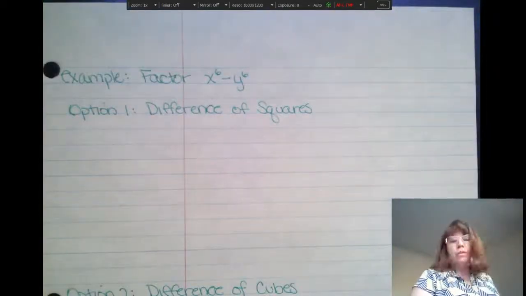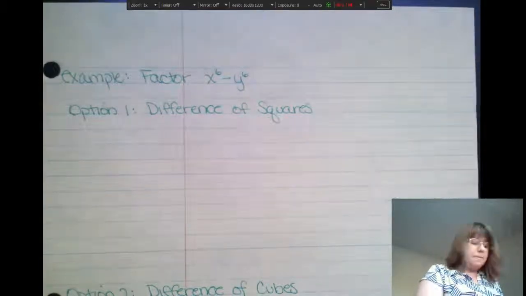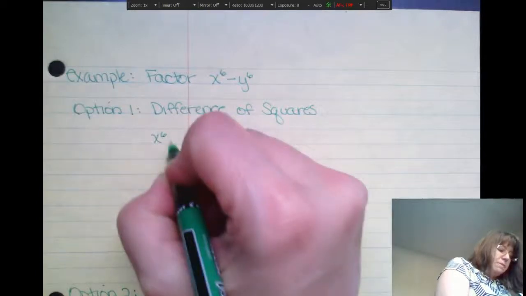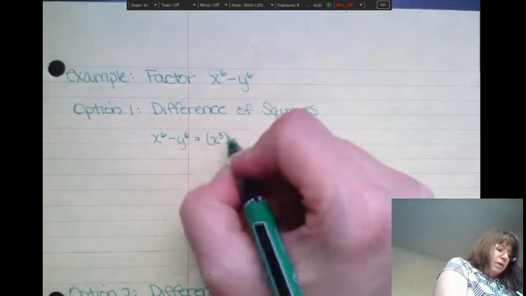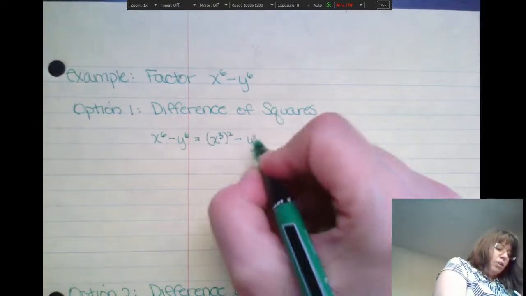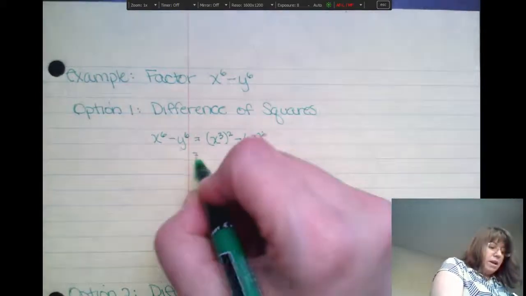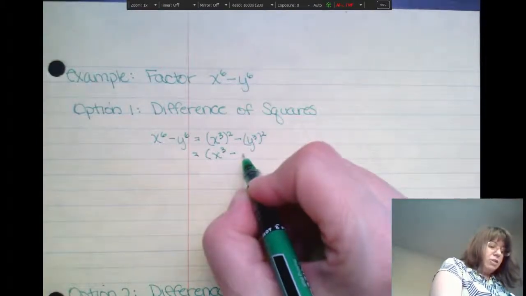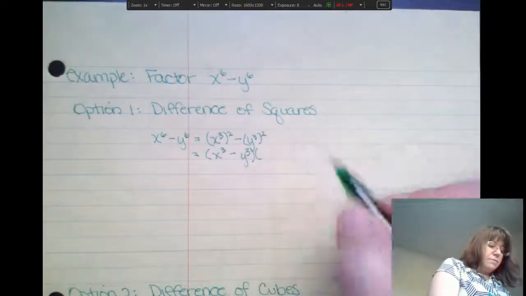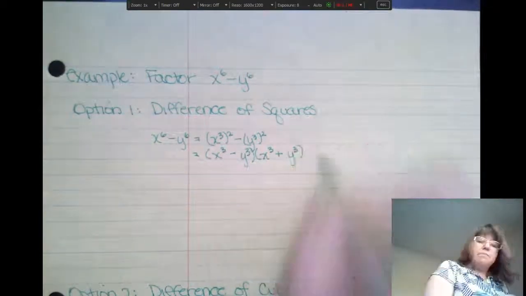This time I'm going to try it two different ways. First one, for x to the 6th minus y to the 6th, I'm going to try using the difference of squares. So x to the 6th minus y to the 6th will be x cubed squared minus y cubed squared. Now my difference of squares is going to be the first term minus the second term times the first term plus the second term.